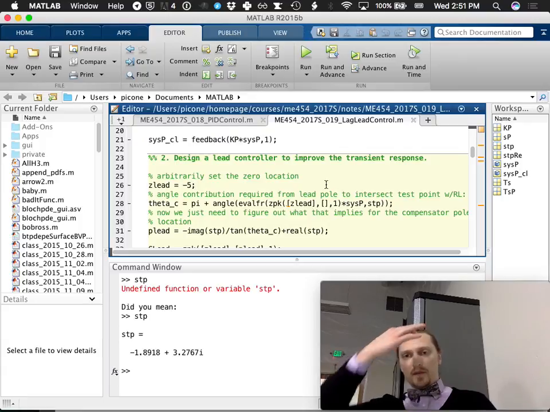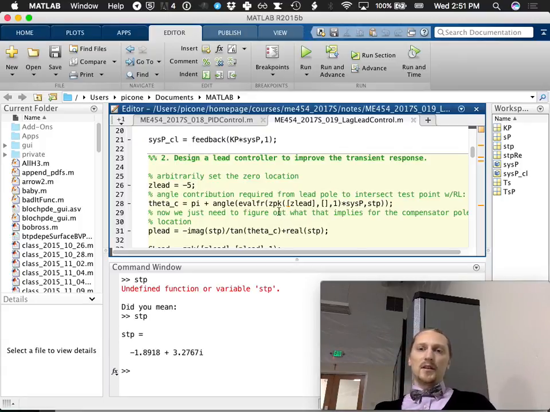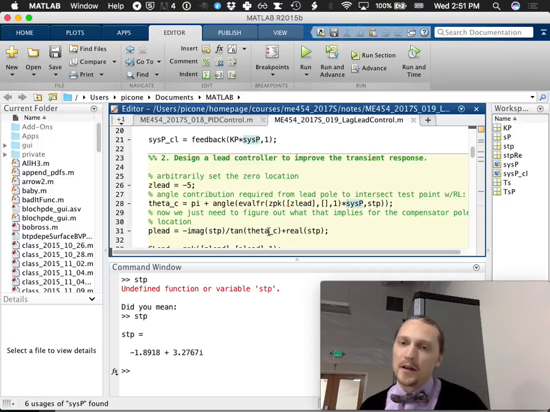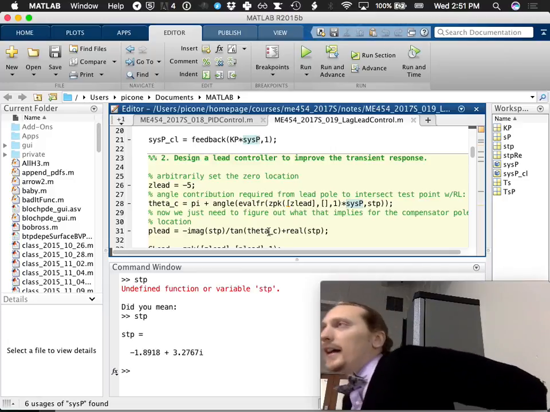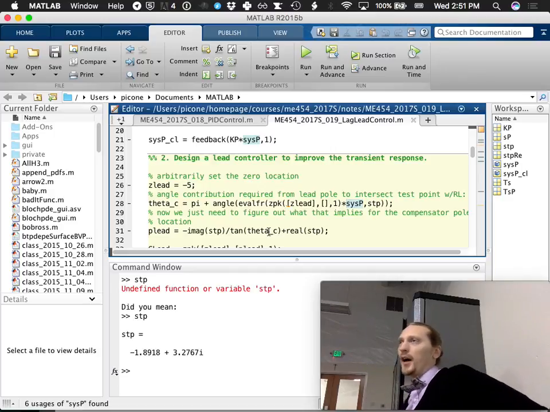But essentially what you have to do is evaluate the transfer function, which is your lead compensator multiplied by your proportional controller together. Evaluate that angle at your test point, and then add pi is how the trigonometry works out.